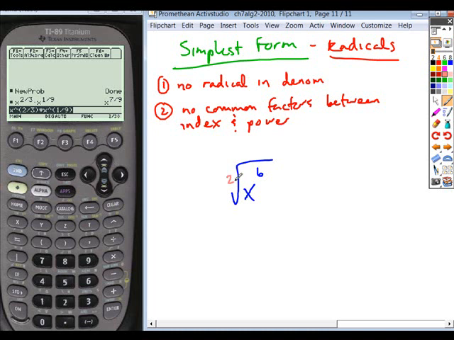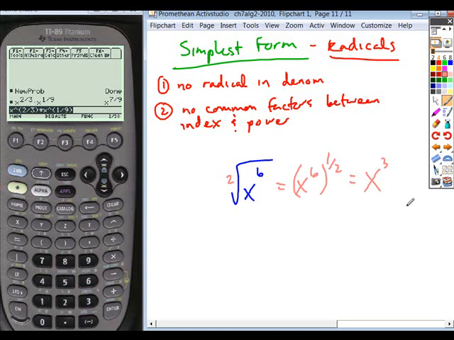Remember, to undo a square, you square root, right? So a square is a power of 2. So we're undoing that. This does not fit this second condition, which is it has a common factor of 2, between the index of 2 and the power of 6. Because if we rewrote this in the rational power form, x to the 6th all to the 1 over 2, what does that simplify to? X to the 3rd. And so you can simplify that form.